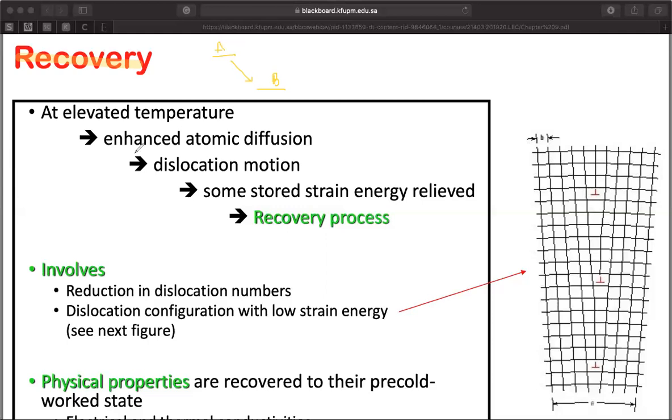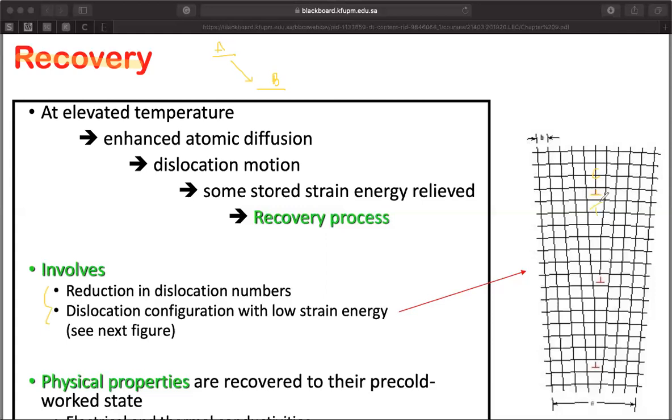So what could happen? Either one or two. For example, a dislocation configuration with low strain energy. What does that mean? We know that for a dislocation, there's an associated compressive strain field and also an associated tensile strain field, right?